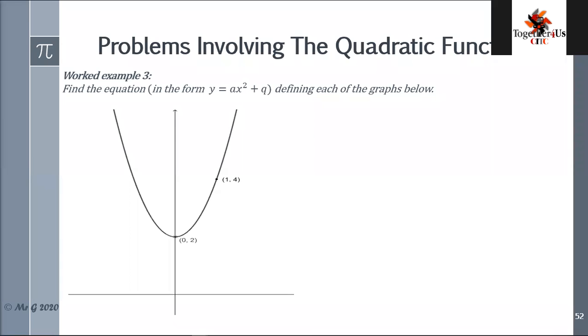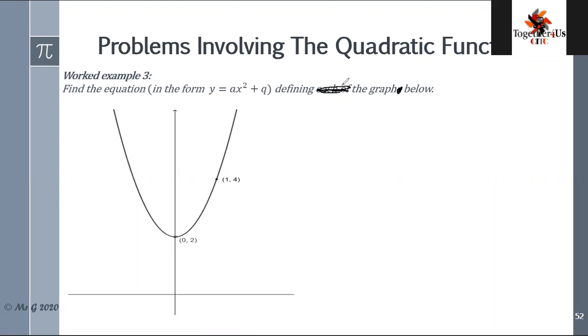As promised, we're going to look at problems involving the quadratic function. So this will be worked example number 3. What's the question here? Find the equation, and the form is specified. The form is ax squared plus q, defining each of the graphs below. Of course, there are other graphs that are coming up, but I should have probably said defining the graph below. Okay, so let's go for this.